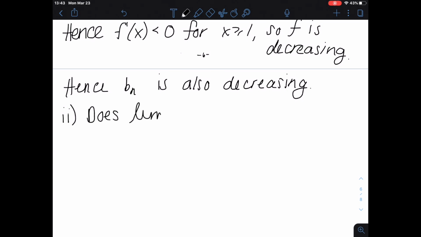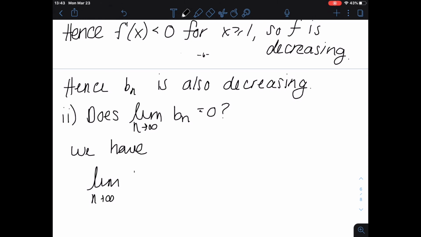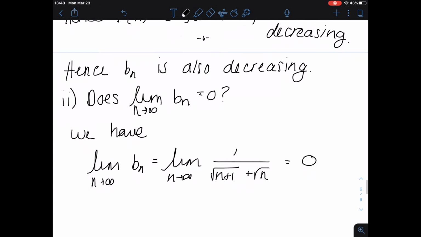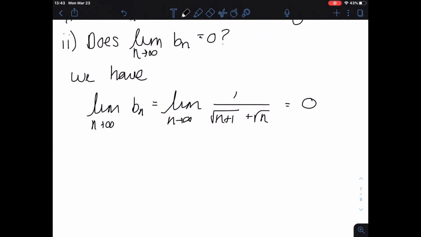Does the limit as n approaches infinity of Bn equal 0? Okay. So we have the limit as n approaches infinity of Bn is the limit as n approaches infinity. We can use our nice simplified expression, 1 over the square root of n plus 1 plus root n. Both those radicals are getting larger and larger and larger. This definitely equals 0. So Bn is decreasing, and the limit equals 0.